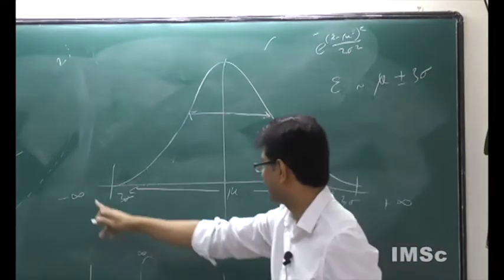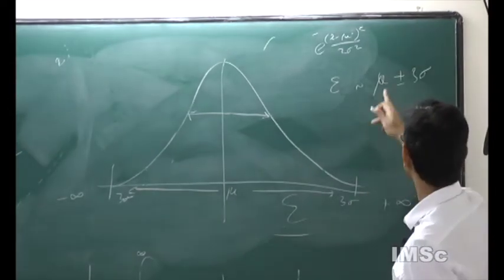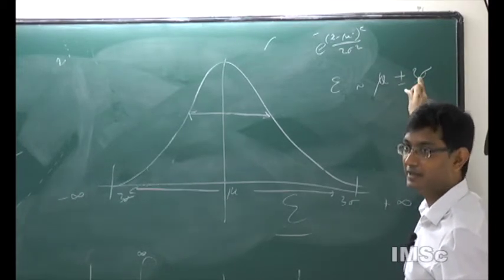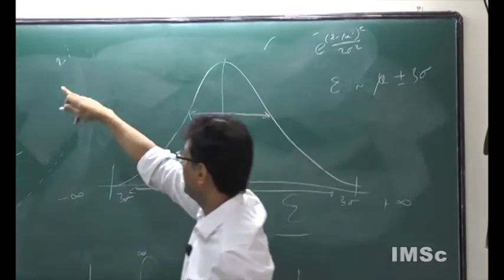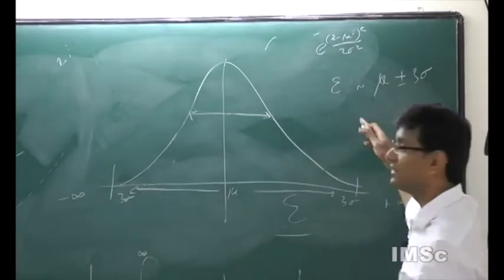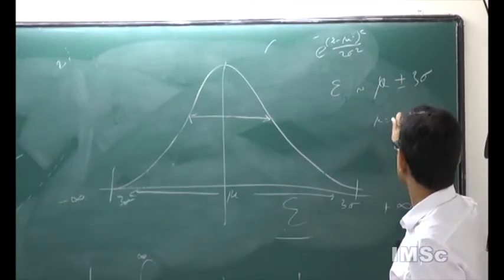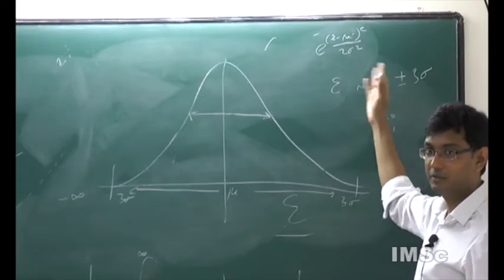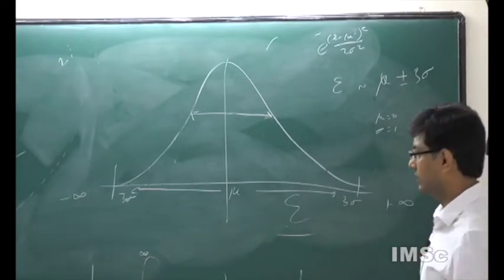So although this error can go from minus infinity to infinity, at a practical level, it will never go beyond plus minus 3 sigma. Okay, so if sigma is 1 and the mu is 0, that means the error in this case will be roughly between plus minus 3. Okay, so if I have mu equal to 0, sigma equal to 1, that means this random variable, the disturbance, will roughly go between plus minus 3. Although in principle, it can go from minus infinity to infinity.